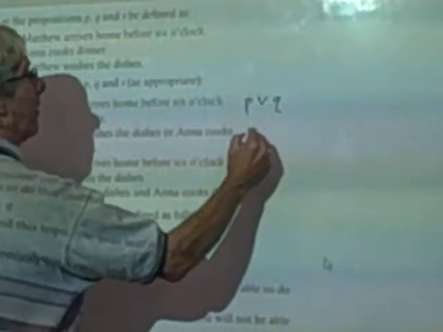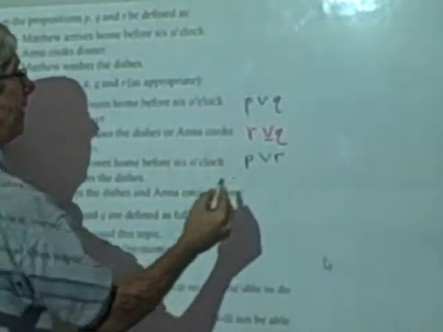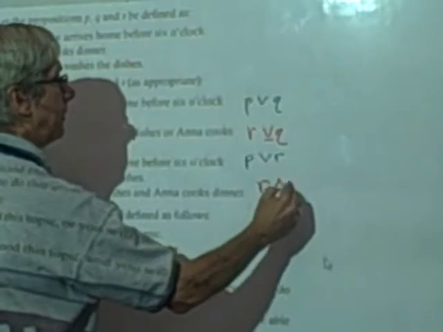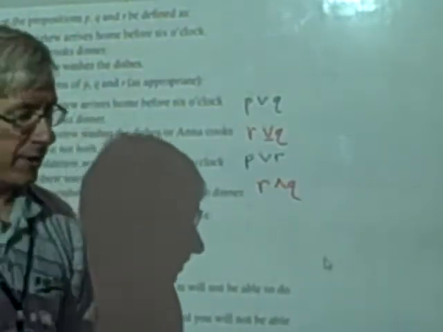Now what about the next one? Either Matthew washes the dishes, so that's R, or Anna cooks dinner, or Q, but not both, so we're going to exclude the possibility that both could happen. Then, either Matthew arrives home before 6, so that's P, or Matthew washes the dishes, which is R, so we have P or R. And then we have D, Matthew washes the dishes, which is R, and Anna cooks dinner, which is Q. So that's the conjunction.